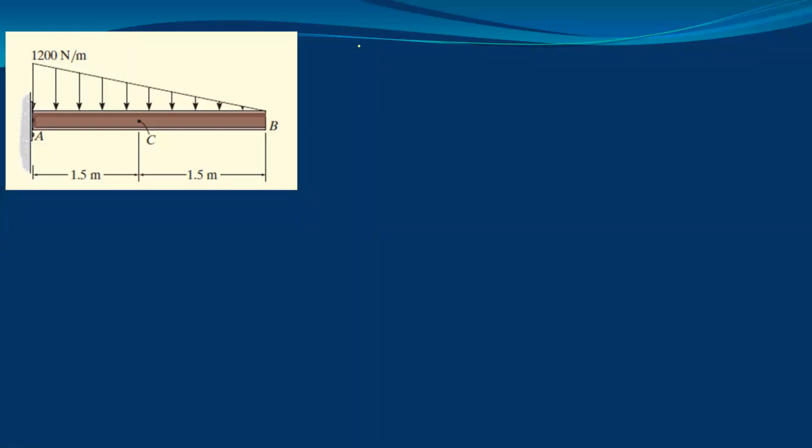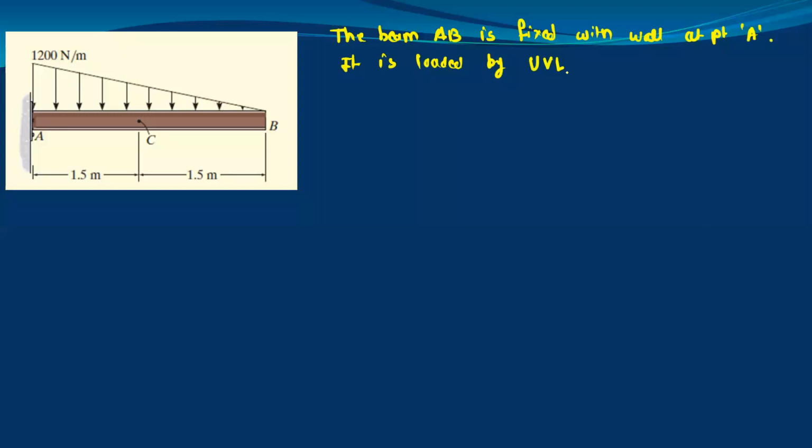So in this problem, the beam AB is fixed with the wall at point A as shown, and it is loaded by the UVL. So find the reactions at the point A. Okay, so this is again a problem on the fixed support.